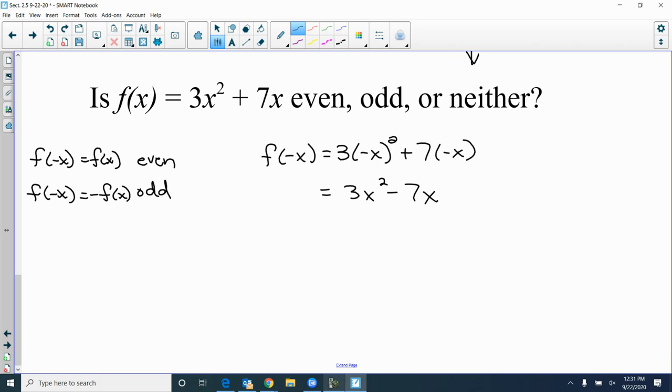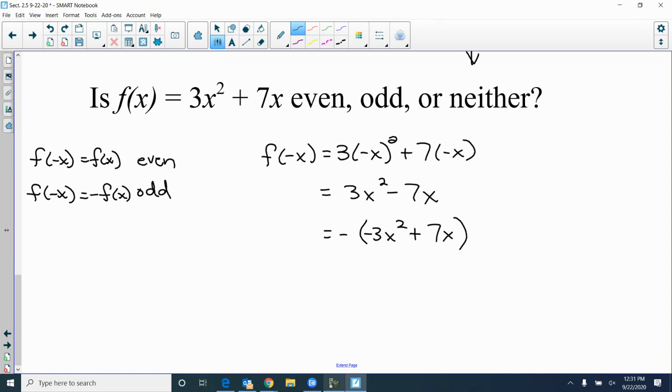To really test if it's odd, factor out a negative. If you can factor out a negative and what's in parentheses is the same as your original, I screwed something up, didn't I? That should be a negative there. If what you get in parentheses is the same as the original, then it would be an odd function. Well, is it going to be the same? Because if you factor out a negative, you got to make sure I make that a negative.